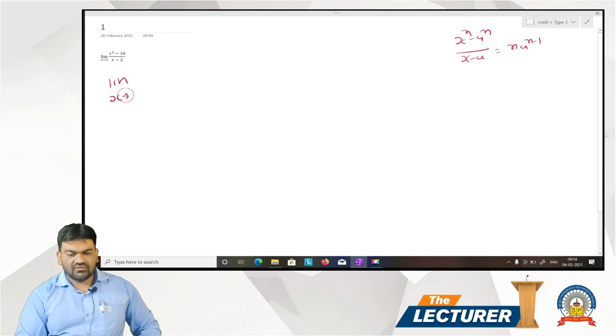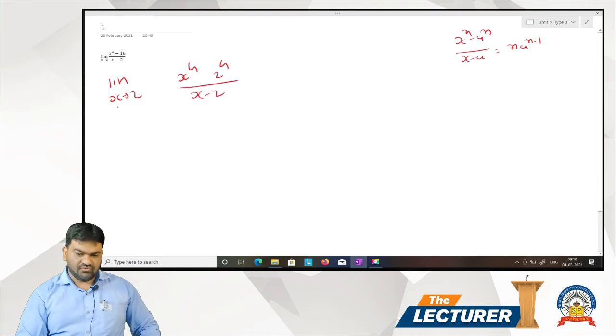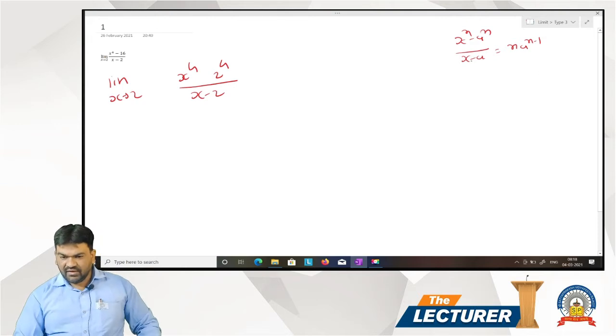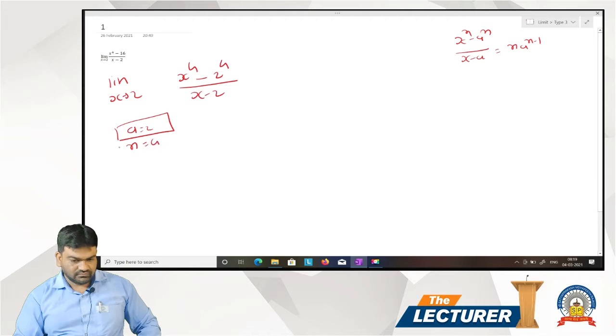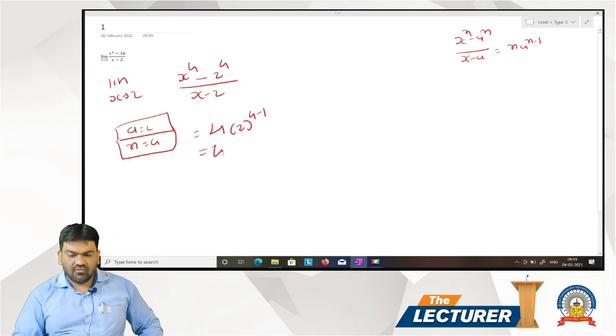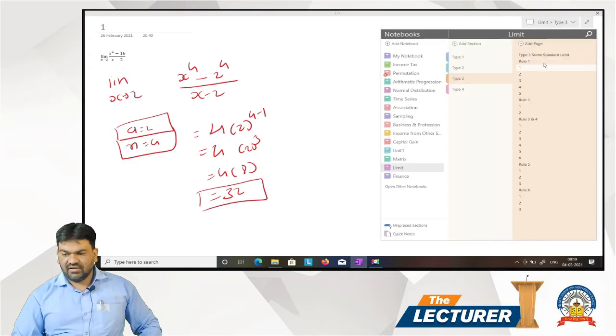Limit x tends to 2, x raised to 4 minus 2 raised to 4 upon x minus 2. Here a is equal to 2 and n is equal to 4. So 4 multiplied by 2 raised to 4 minus 1, that is 4 times 2 raised to 3, 4 times 8, 32. This is your answer. Next, example number 2.